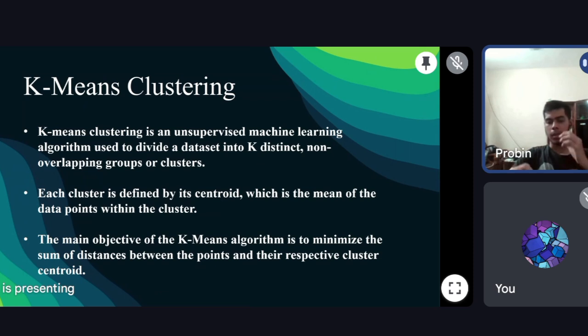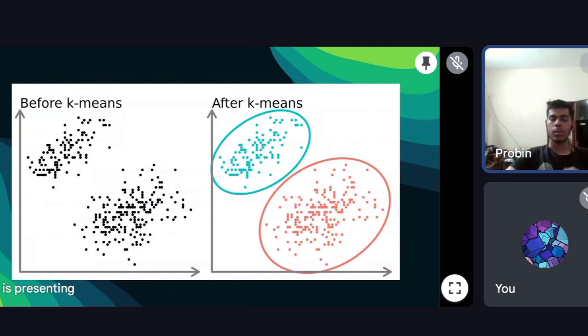Our primary focus with this technique is to minimize the distance between data points and their respective cluster center. As you can see from the figure, before using the k-means algorithm, data points are scattered, and after using k-means, we have two different groups or clusters, and they are tightly bound.